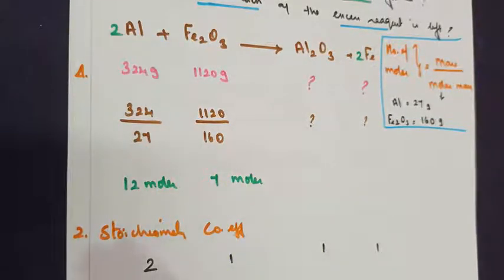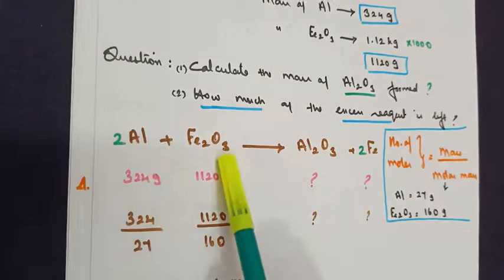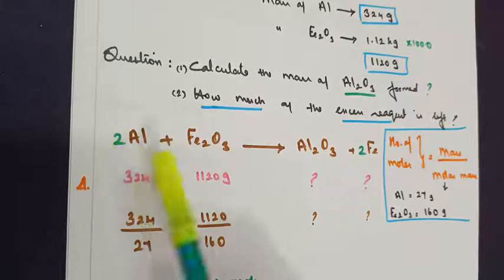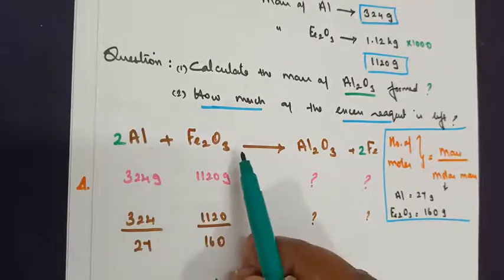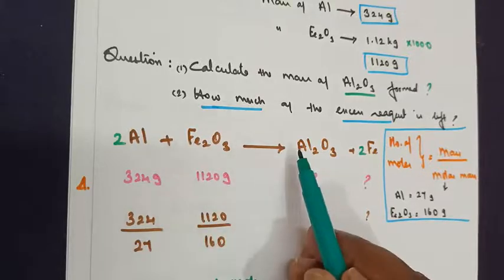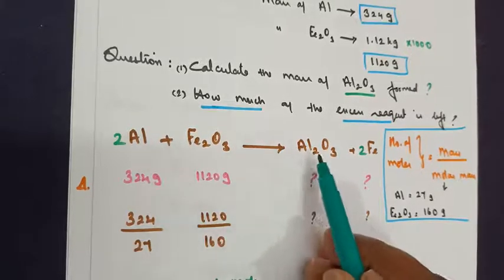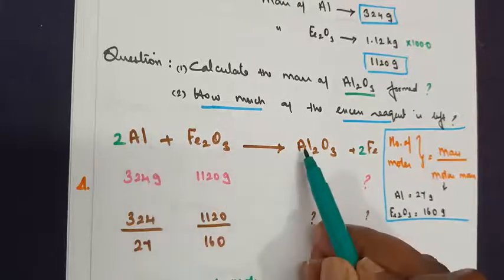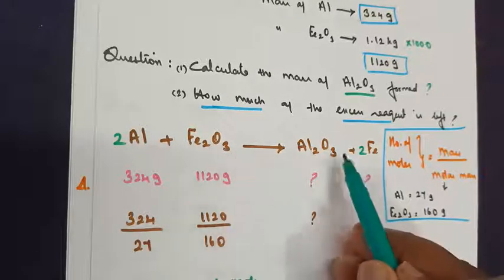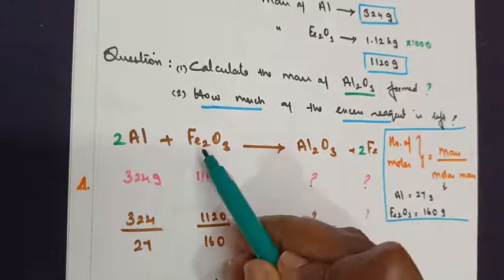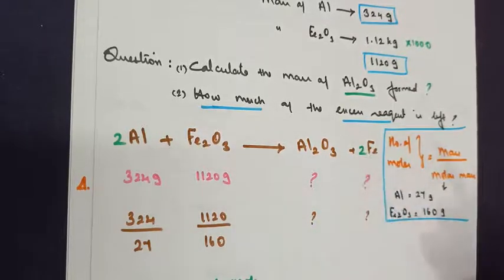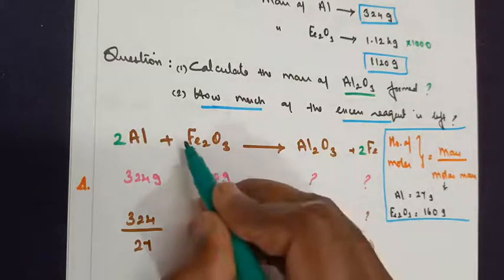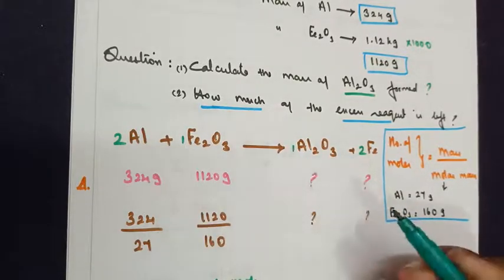Step number 2, we have to calculate the stoichiometric coefficient. What's the stoichiometric coefficient? The number that is written before the reactant in a balanced equation. If you count at home, both on the left hand side and on the right hand side, the number of chemical entities will be equal. For example, 2 moles of aluminium, 2 moles of aluminium. Oxygen is 3 times here, oxygen is 3 times. Iron is 2 times here, iron is 2 times. It's a balanced equation. So when there is nothing, what do we imagine to be 1 here?